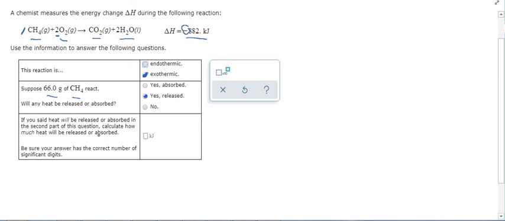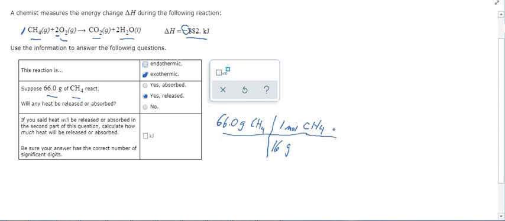And then it asks how much heat is going to be released or absorbed. Well, we're going to have to do some calculations for that. So we start off with 66.0 grams of our methane. We know we have to convert that into moles, so there are approximately 16 grams in 1 mole of methane.